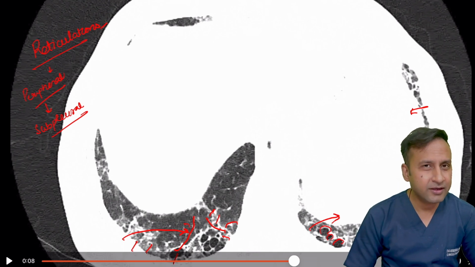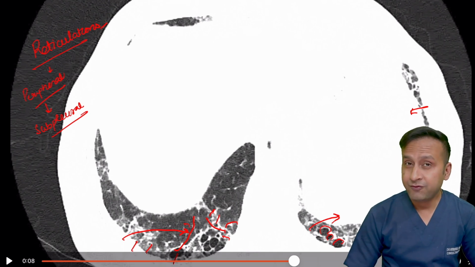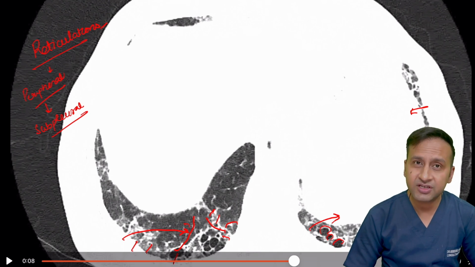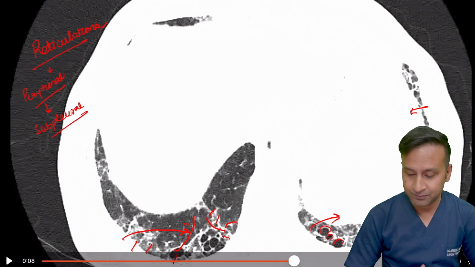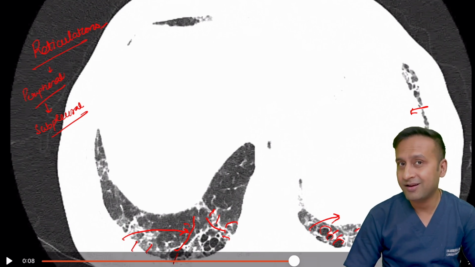Now, why is this honeycombing and why is it not emphysema? Emphysema would be seen as one layer, just like this. But if you see multiple stacks of cystic areas, one over the other, that's honeycombing. So we can see some subtle areas of honeycombing which are there at the lung bases.